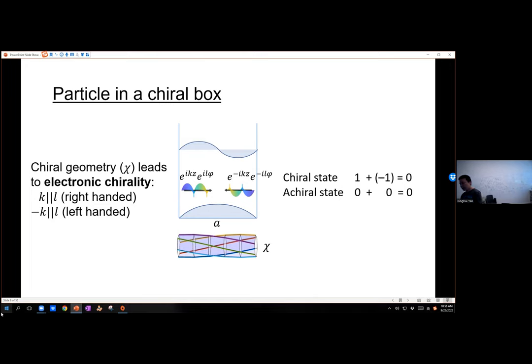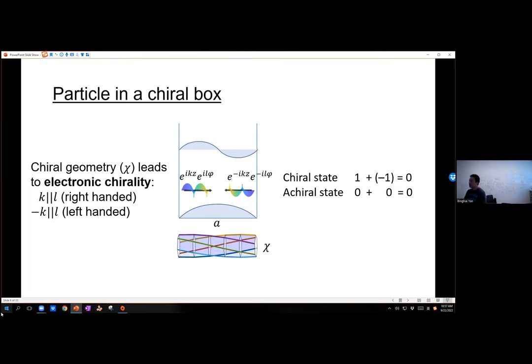But the electron in the box knows the box is chiral. In other words, if we have a chiral state, the electrons there feel the orbital. I call it Y minus one is zero. The total is zero. But for an unchiral state, it's a trivial plane wave. It's just zero plus zero.